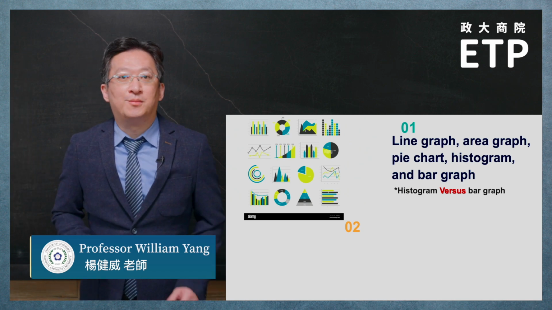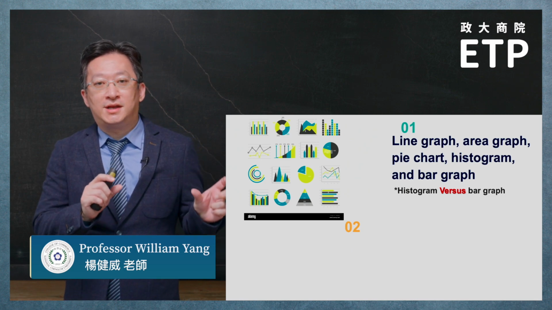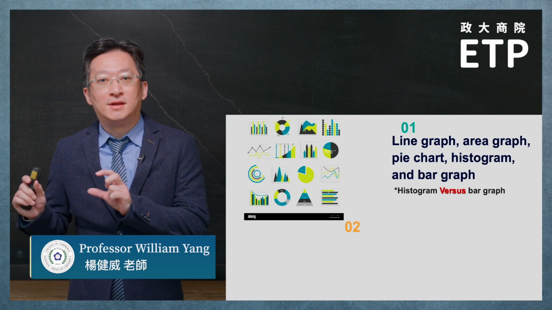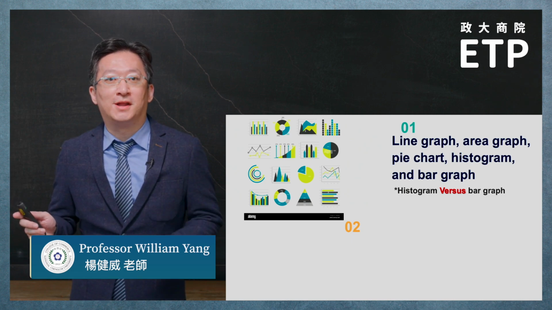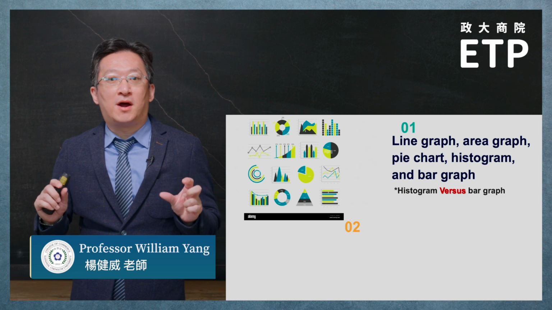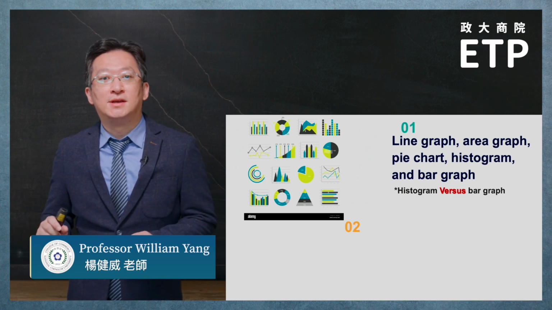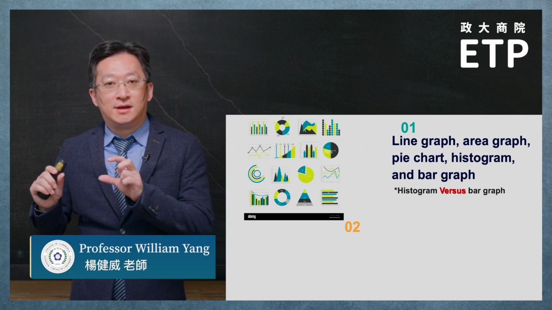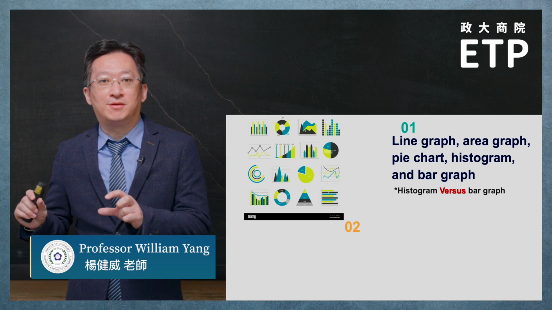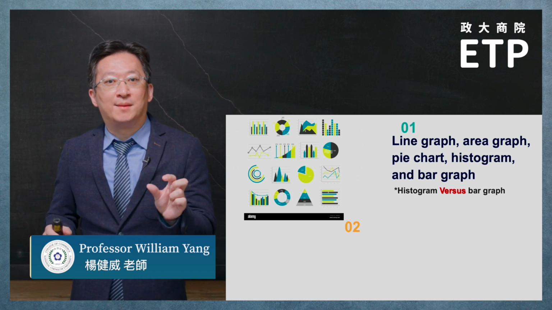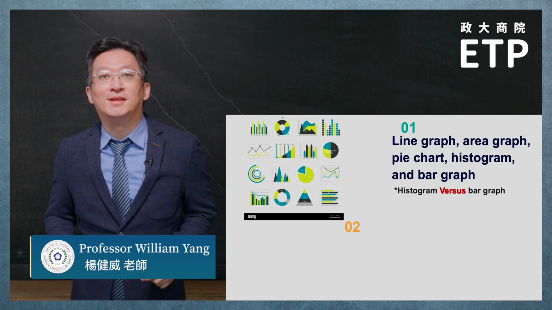Here I would like to point out, many people tend to confuse histogram with bar graph, but actually the two graphs are different. Most of the bar graphs show data in different categories, and histograms are used to show continuous data over a period of time. Normally there will be gaps between the bars, the vertical bars in histogram.